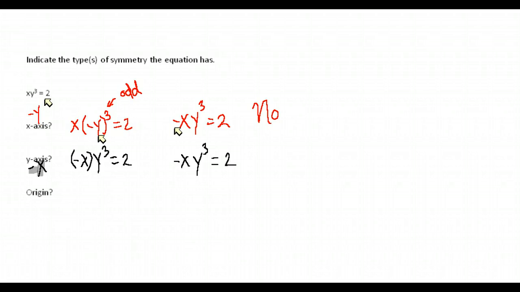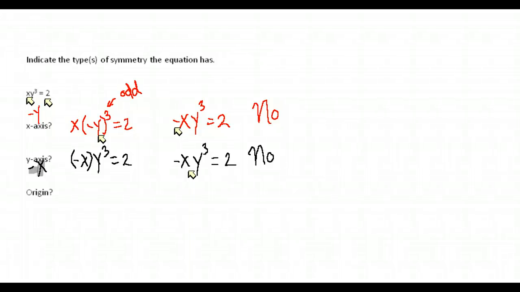Is that our original equation? It is not, because this negative is here. It wasn't there in the original equation. We couldn't simplify it away like we did on our previous example because we don't have a squared. So once again, no, not symmetric with respect to the y-axis.